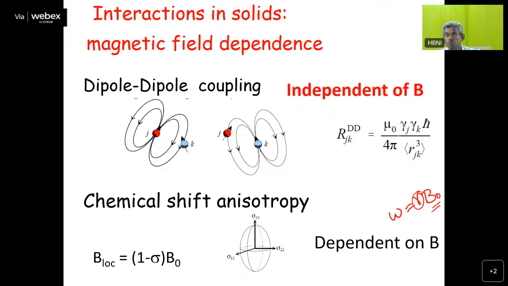There is something called quadrupole shift, quadrupole NMR or quadrupole anisotropy. We will discuss it maybe next class. That also has a magnetic field dependence. Maybe the first term is inversely proportional to the magnetic field and the second term is proportional to the magnetic field. This we will discuss in the next class. So let us move further.